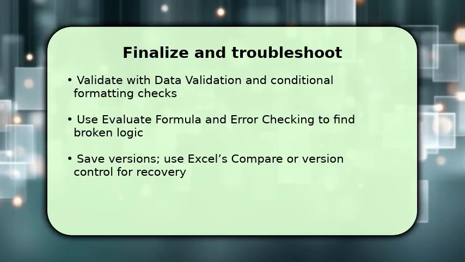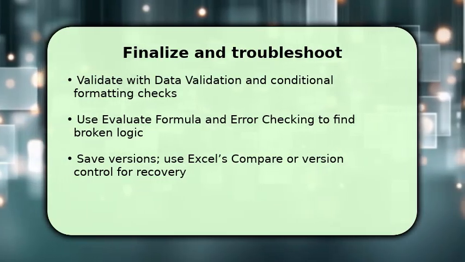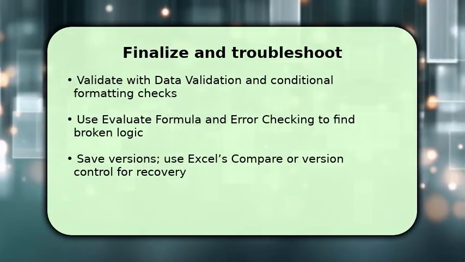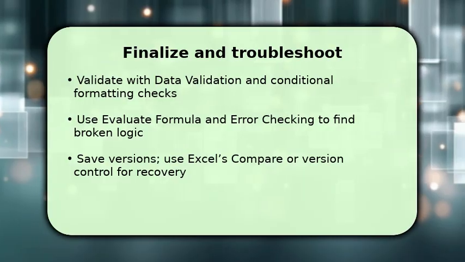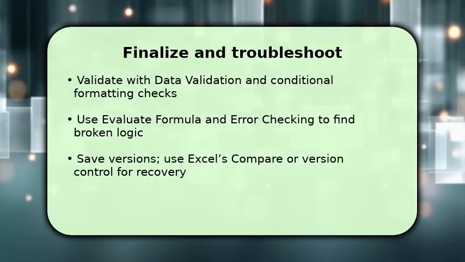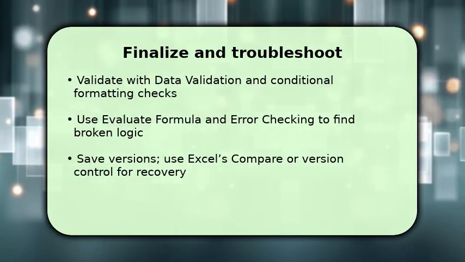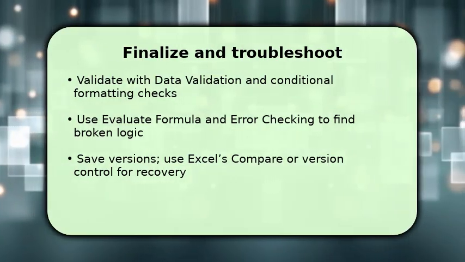Once done, create a version save or duplicate the file so you can revert. Use Excel's Compare or Track Changes where available. If performance lags, convert ranges to tables, reduce volatile functions, and set calculation to manual while fixing. This single troubleshooting tip prevents most slowdowns.